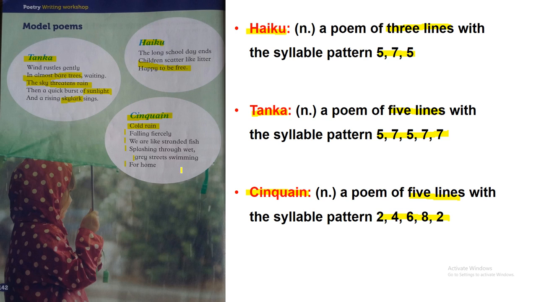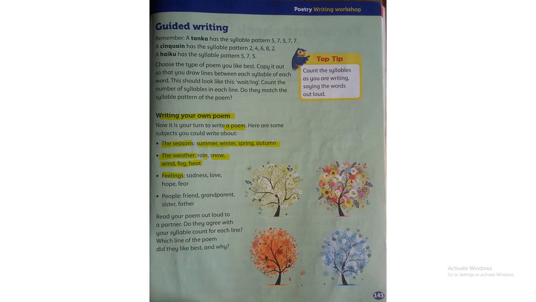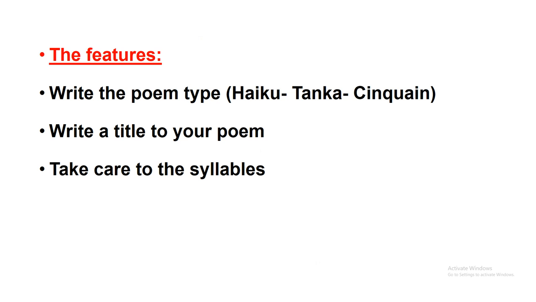Number one, you have to choose. What will you choose? Tanka, haiku, or sinkan? This is number one. After that, you have to choose the topic. Will you speak about a season like summer, winter, spring, autumn, or about weather like rain, snow, wind, fog, or heat? Or feelings like sadness, love, hope, fear? Or will you speak about a person like a friend, your grandparent, your sister, your father, your mother, or any other person? So let's revise the features together.